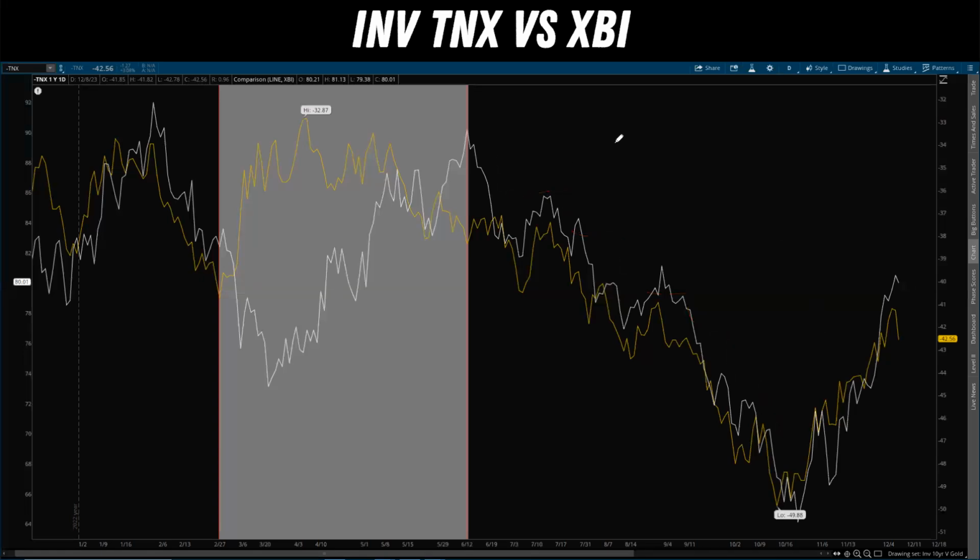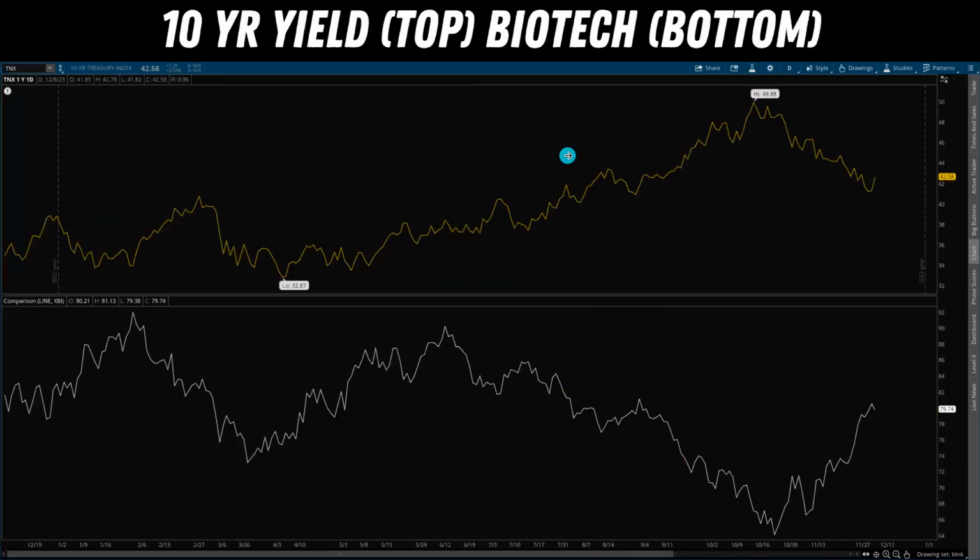So keep in mind, what that means is that the actual 10-year treasury yield is going up while XBI is going down. And we can see here the inverse 10-year treasury yield as well as XBI have been on a tremendous rally, right? And so if that's a little bit too complicated for you guys, we can just show them to you right here.